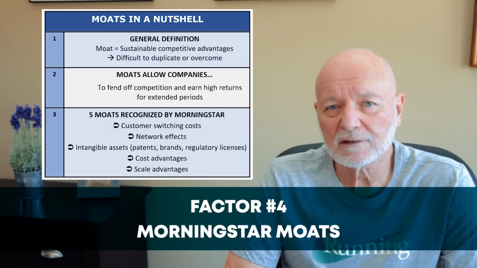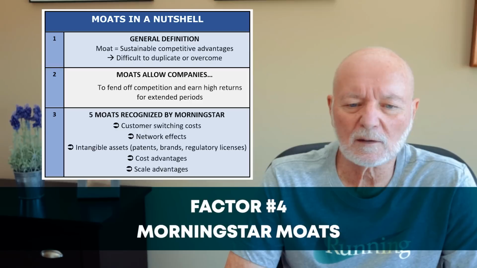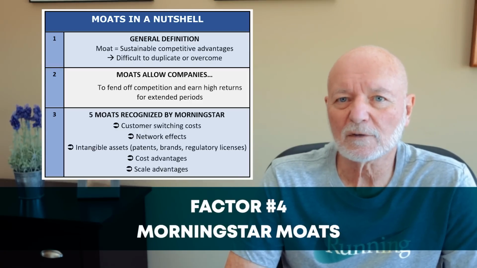The third kind of moat, Morningstar calls intangible assets, which are things like intellectual property rights, patents, trademarks, government licenses, brand identities, all things that can prevent competitors from duplicating a company's products, or they allow the company to charge a significant price premium for its products.